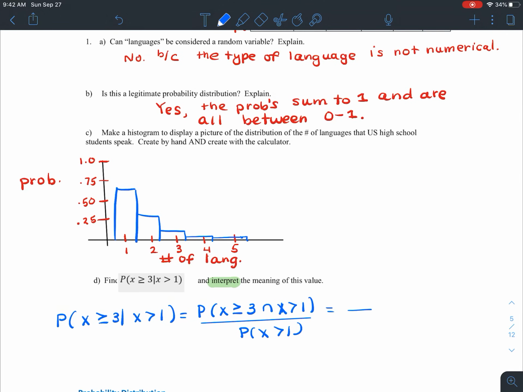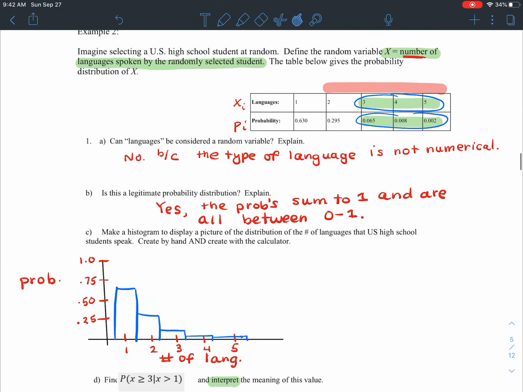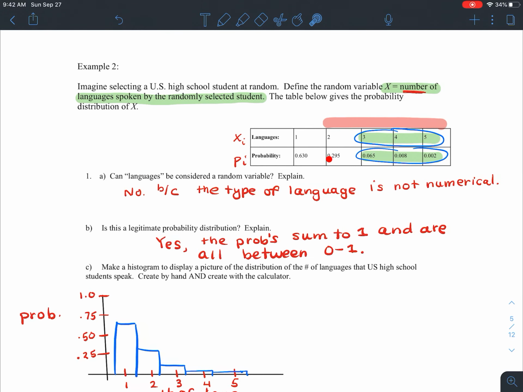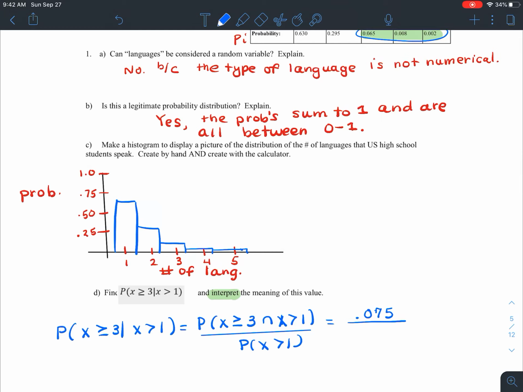Well, that intersection is just right there where they're speaking 3 or more languages. So I'm going to add those probabilities up, and that's what I'm going to place in the numerator here. Okay, if we add those up, I believe they add up to 0.075. And then in the denominator, we want to place just the probability of someone speaking more than one language. So we're not actually counting one language there. That would be the sum of these 4 probabilities, which actually totals 0.37.